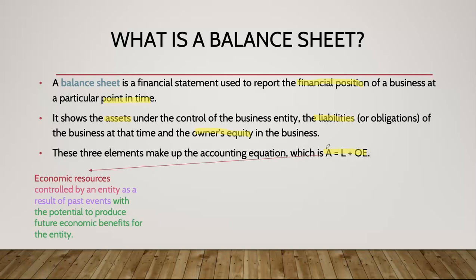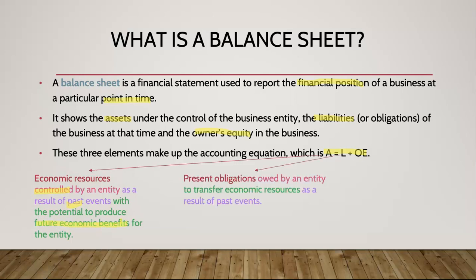What are our assets? Really quickly, to tick off that second learning intention, these are our economic resources controlled by an entity as a result of a past event. So we control a resource, and this resource has the potential to produce future economic benefit. So key words are: it is controlled, it occurred in the past, and most importantly, it's going to give a future economic benefit.